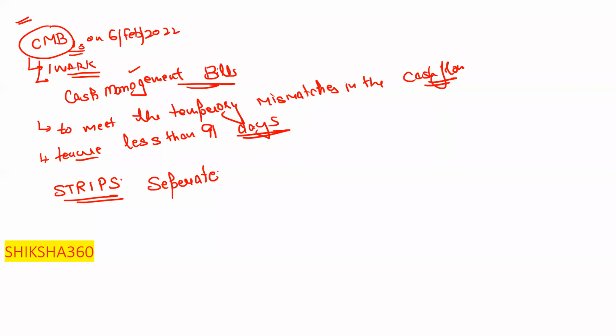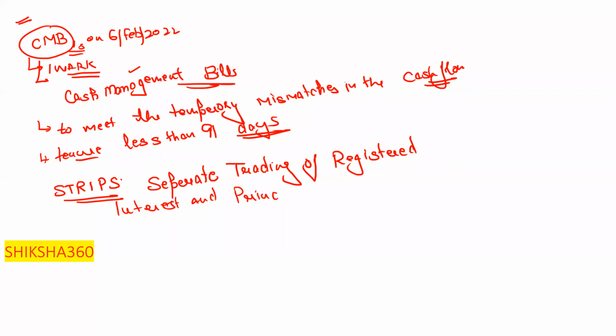STRIPS stands for Separate Trading of Registered Interest and Principal of Securities. Clear?